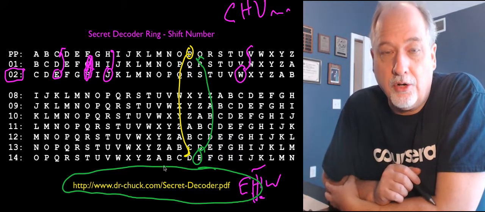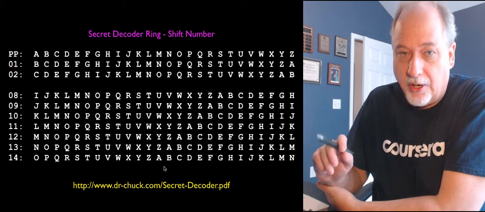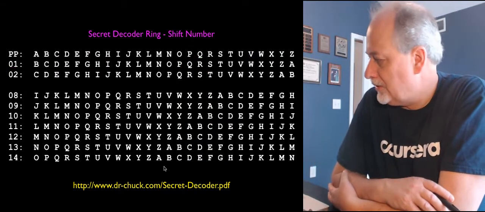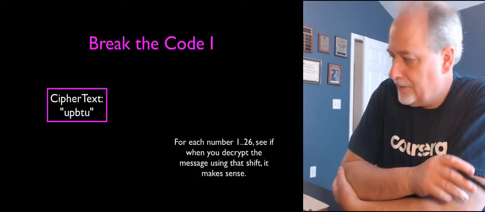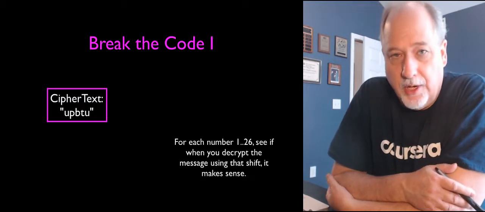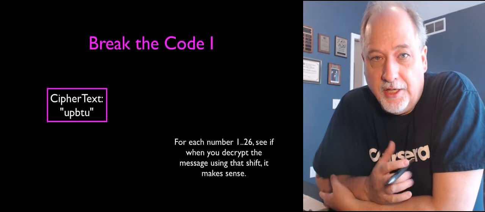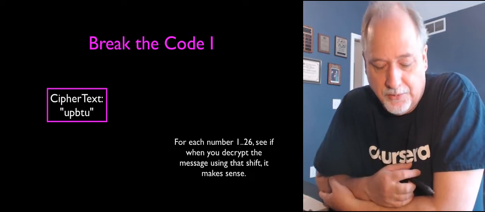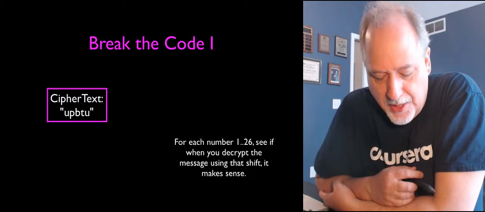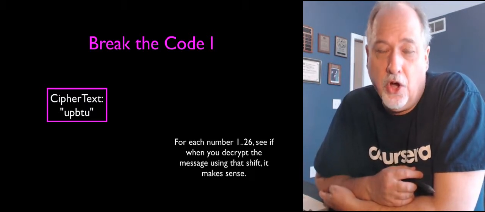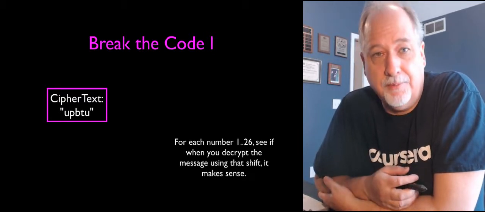Now you are going to be cast in the role of Bletchley Park. Okay, ready? Here is your first code breaking exercise. You're Bletchley Park, and you just intercepted this ciphertext: UPBTU. Whoa, it's encrypted. It's clearly meaningless. So how are you going to decrypt it?